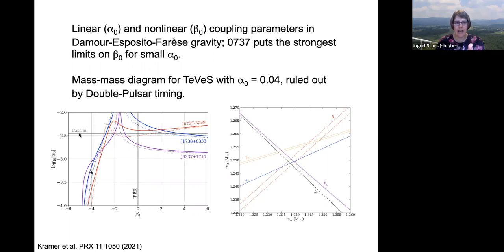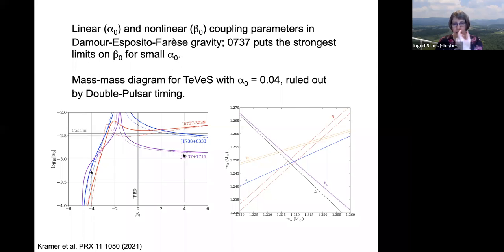This is something that can be constrained by solar system measurements, or at least the alpha naught can, beta naught can't be. You need the pulsar systems for that. So Cassini puts a nice limit on alpha naught, which is still important in certain parts of this diagram. And then the various pulsar constraints are important at different values of beta naught. But you can see the double pulsar is important here for low values of beta. It's restricting things to be on this side of the line, right? So the allowed space is in part constrained by the double pulsar here.